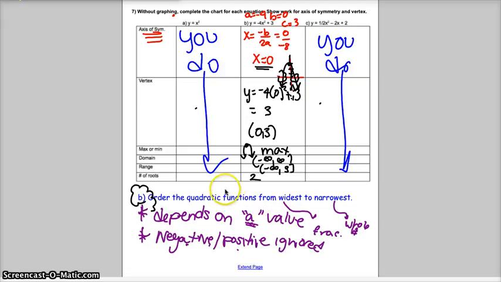So go ahead, you still need to order these functions from widest to narrowest, and you can just list ABC or CBA or BA, whatever the order will be.